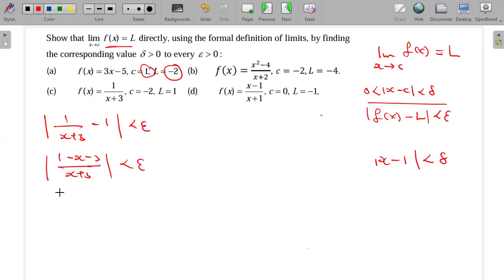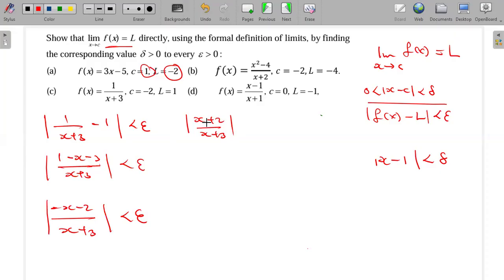And this here we can actually factor out, to give us negative x, then minus 2 there, and then you have x plus 3, and this is less than epsilon. Now, factor out that negative on top, and you just remain with x plus 2, and this is over x plus 3, like that. So this is what you're going to get.